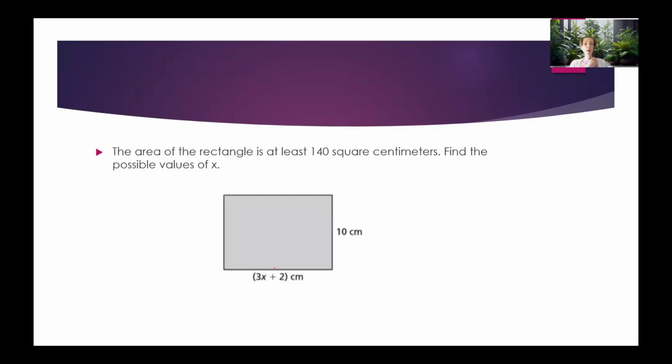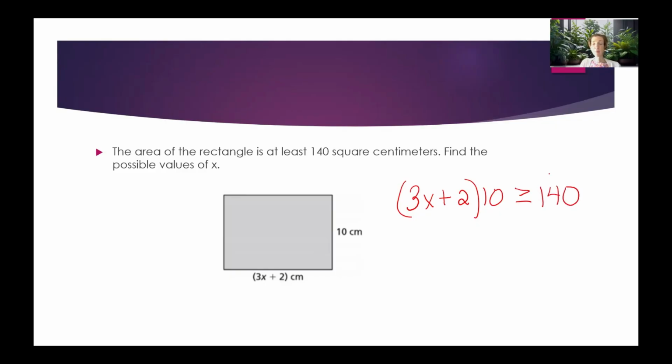All right, let's try this story problem. The area of the rectangle is at least 140 square centimeters. Find the possible values of x. So how do we find the area of a rectangle again? We do length times width, right? So 3x plus 2 times 10, right? And it's at least 140 square centimeters. So that's going to be greater than or equal to 140, right?